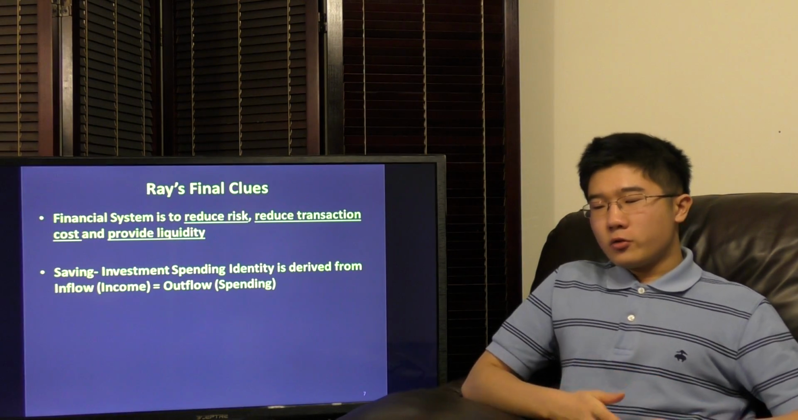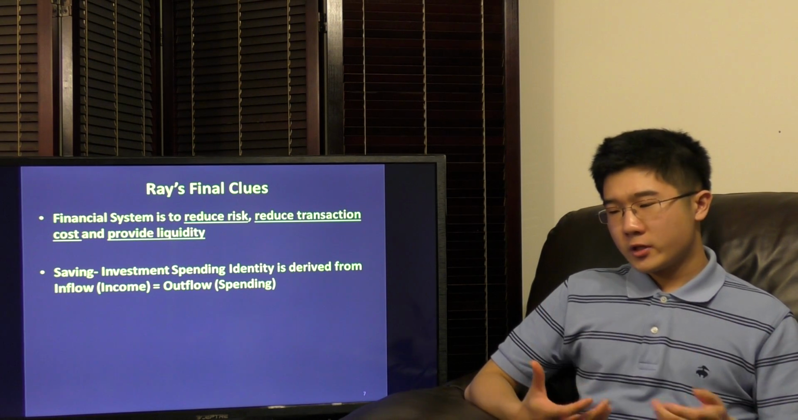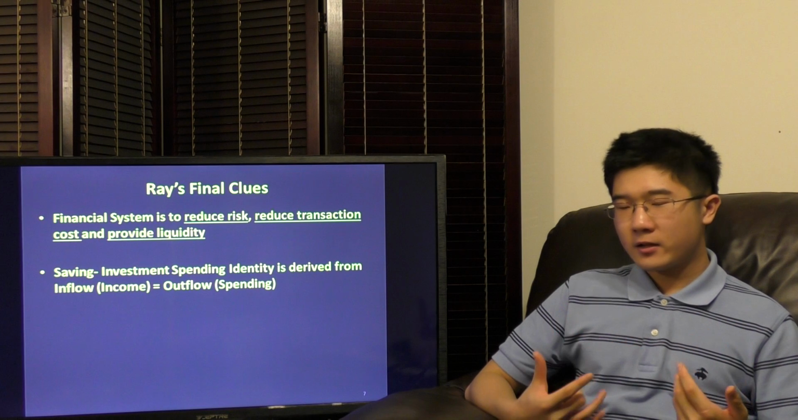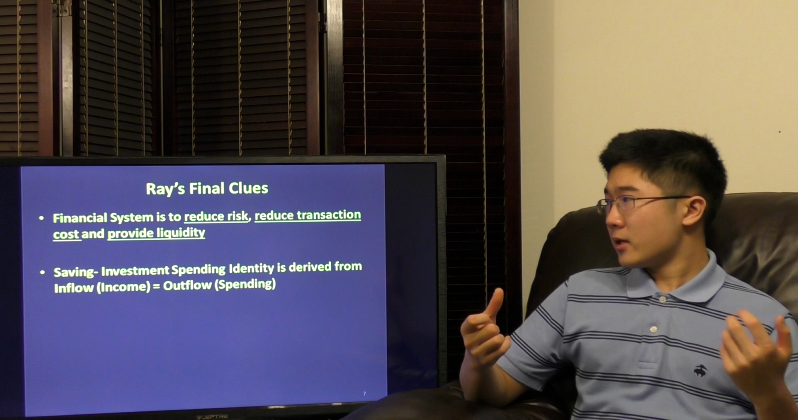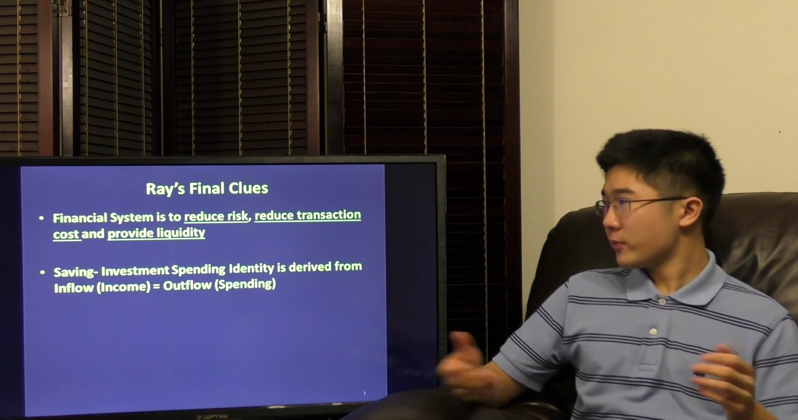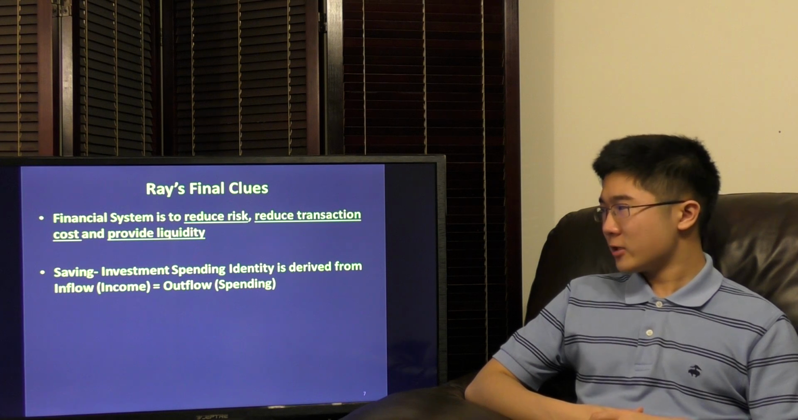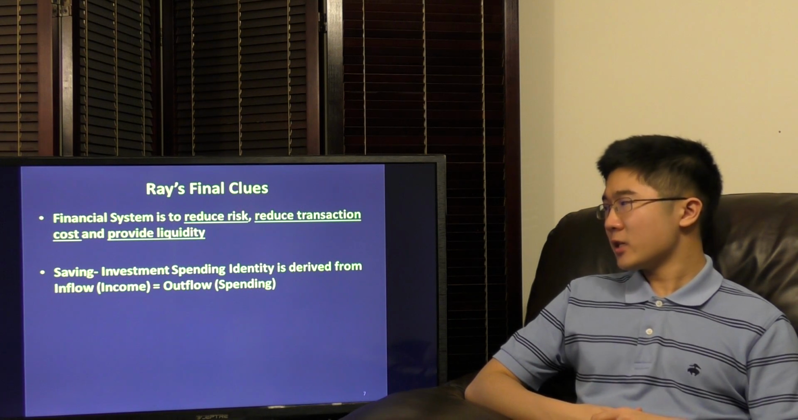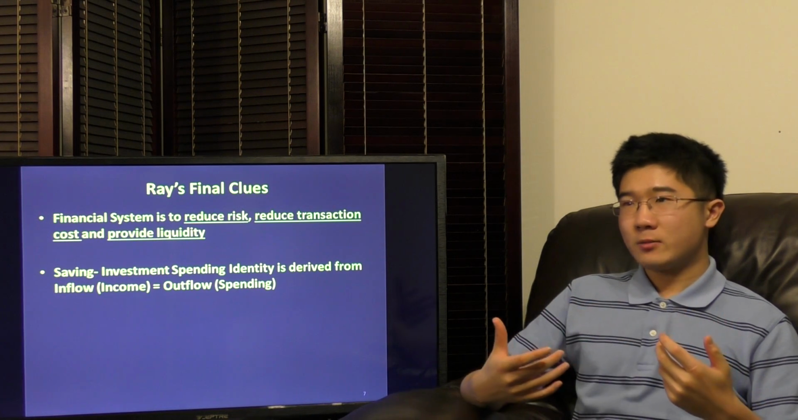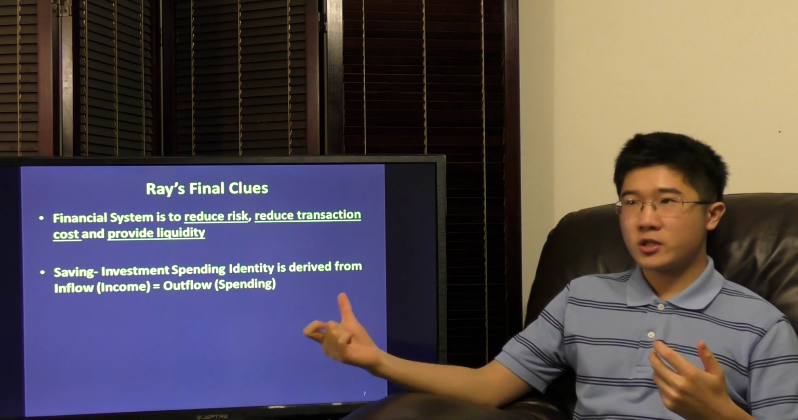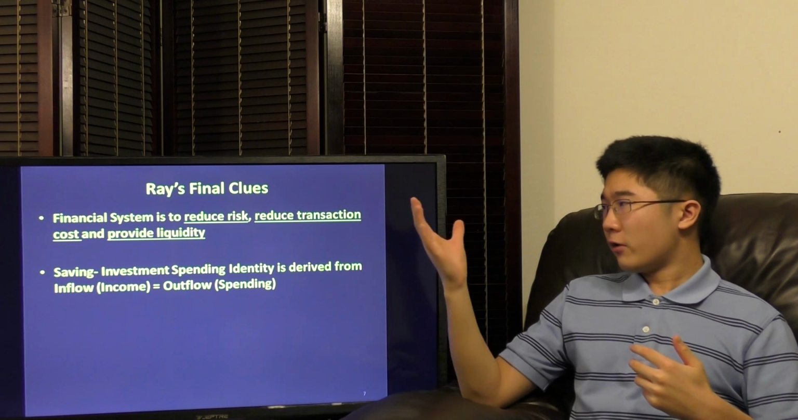So finally, the final conclusion is that the financial system is here to promote efficiency by reducing risk, reducing transaction costs, providing liquidity, and helping match savers and spenders. From the savings we can derive a savings-investment spending identity, because income equals spending, or inflow equals outflow. If we dig deeper and find more specific aspects of why this is the case through our GDP equations, then we can derive this savings-investment spending identity through our financial system and its savings.